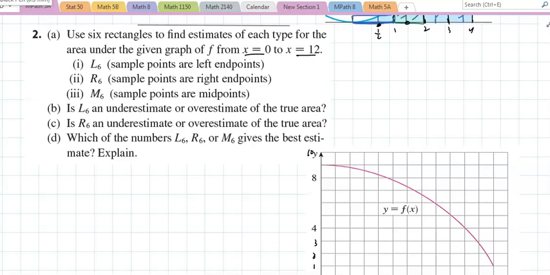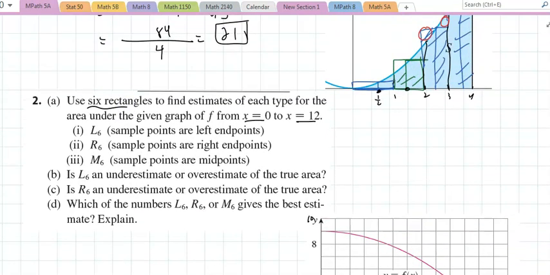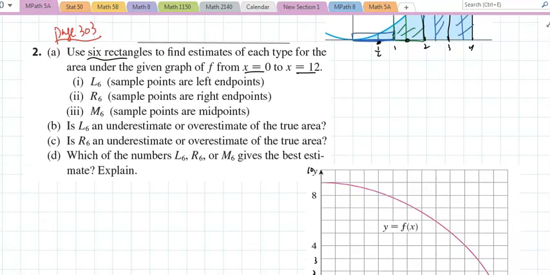Okay, well, this problem, they want us to do 6 subintervals. That's problem number 2. I didn't give you a page. That would be on, let me get them. Okay, there's the page. It's on page 3 of 3. So, they want us to run 6 subintervals between 0 and 12. They want us to use L sub 6, R sub 6, M sub 6.